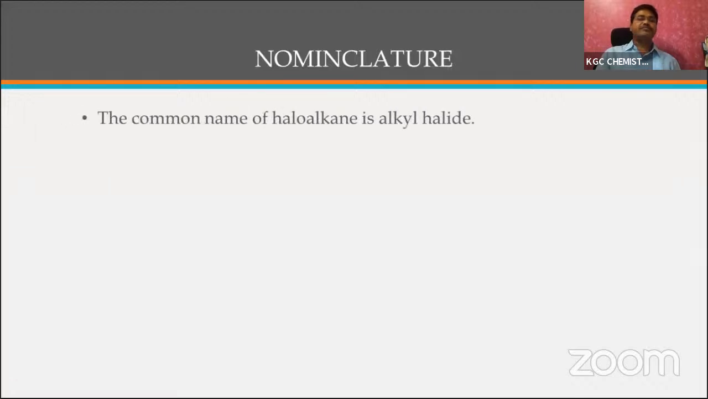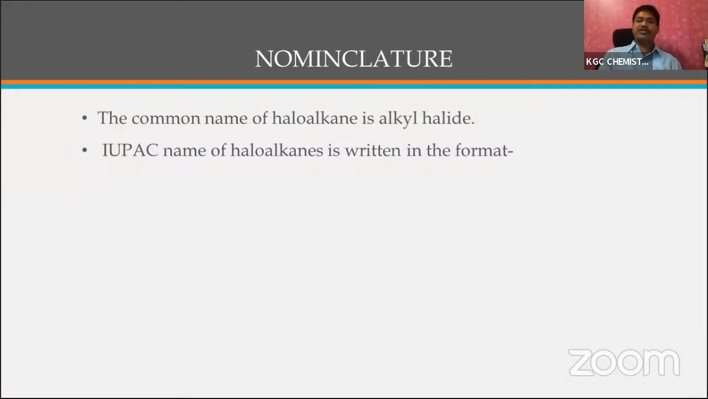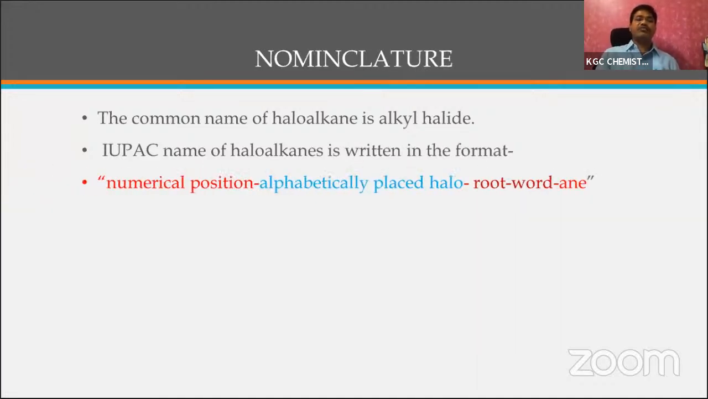Now let us see. The common name of the haloalkanes is alkyl halide, that you know. Generally methyl chloride, methyl bromide, ethyl halide, like this we call. Alkyl halide is a common name. Then what is the IUPAC nomenclature? In IUPAC nomenclature, the numerical position and alphabetically placed halo, then a root word, and then "a" for the alkanes. We have to give the position of the halogen and the root word, and finally if it is an alkane, that is carbon-carbon single bond, we use "a".